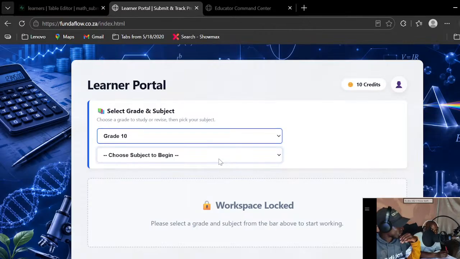This feature was not there before, guys. We included it because people were saying, what if I'm in grade 10 but I want to revise grade 9 work? So now it allows you to do that.